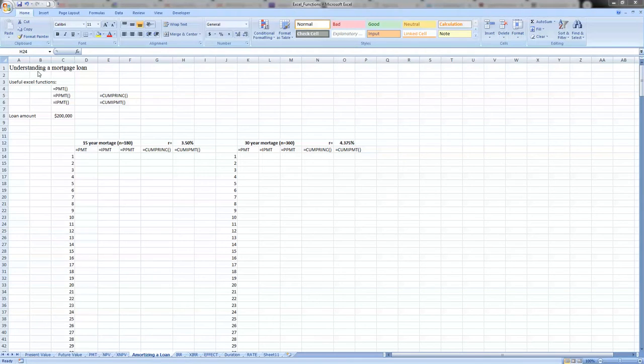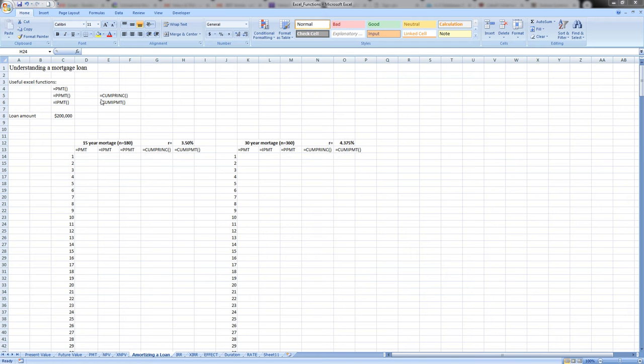Alright, a number of you have asked to have a little bit more information on understanding a mortgage loan. That is, how to set up an amortization table and understanding really where your money is going in terms of principal and interest. In this example, we're going to use 5 different functions. We're going to use the payment function, the PMT. We're going to use PPMT, which identifies the portion of the payment that's going towards principal and the amount that goes towards interest.